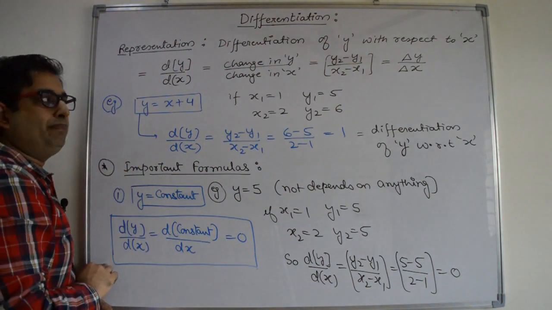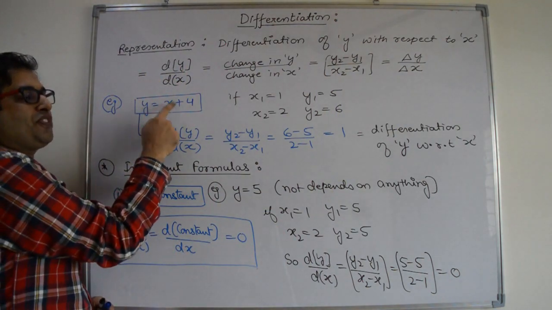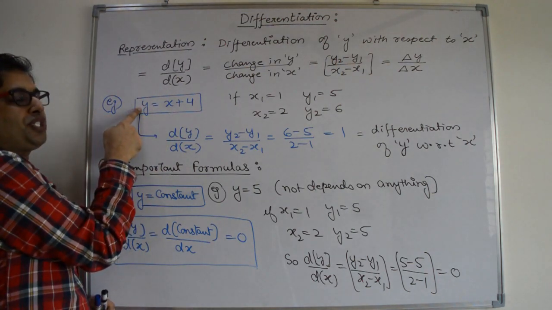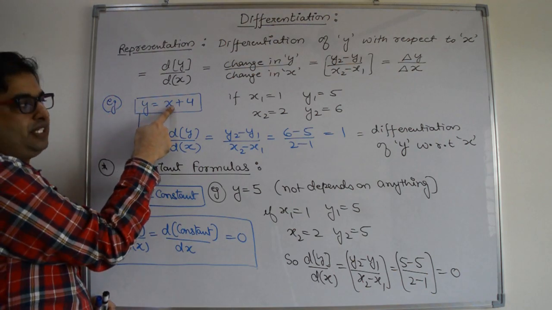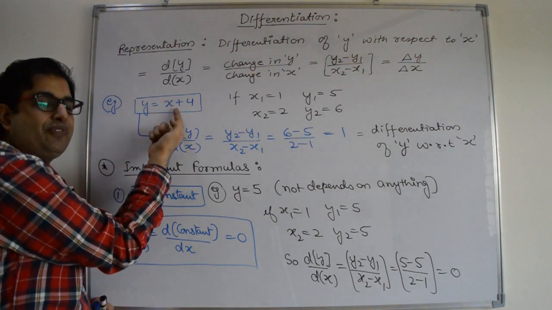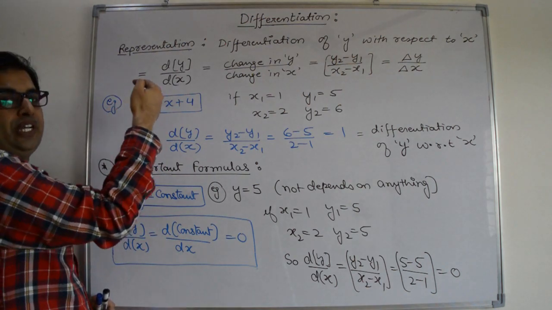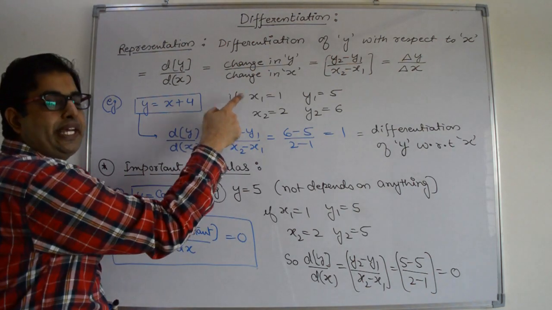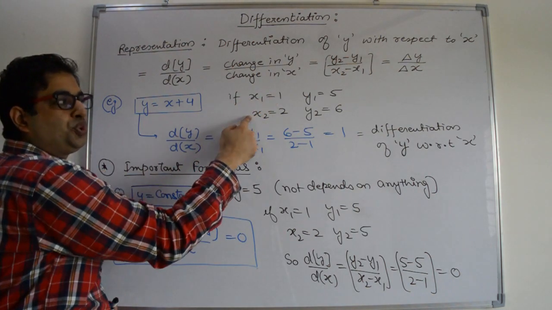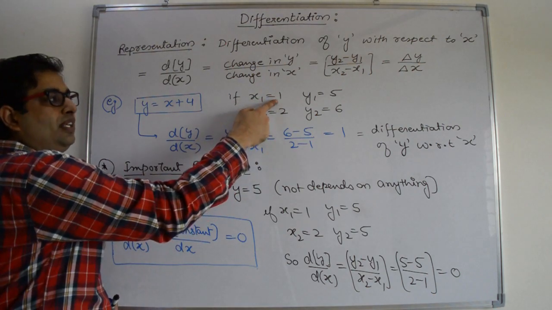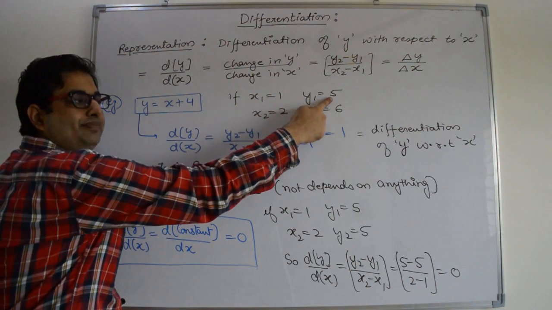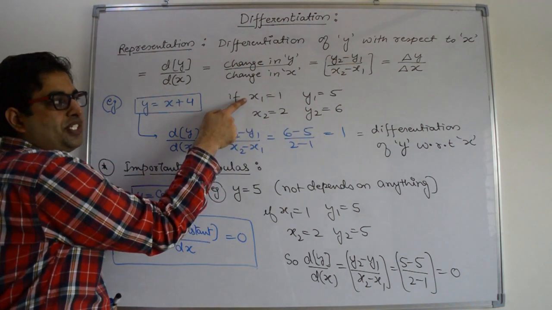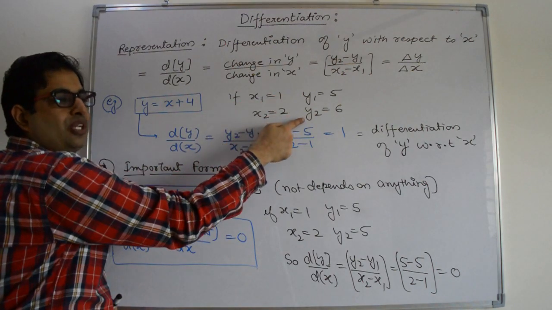Let us take an example. y is equal to x plus 4. So y depends on x. We will calculate differentiation of y with respect to x. We will change the value of x and we will see the change in y. If we divide these two, then we will get differentiation. So let us change x from 1 to 2. When x is 1, the value of y will be 5. If x is 2, the value of y will be 6. So we are changing the value of x, y is also changing.